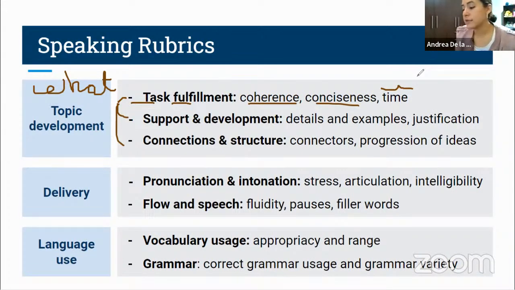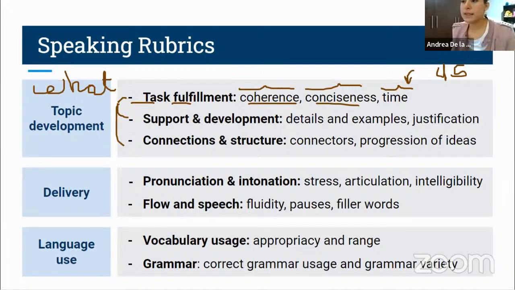So let's say they ask you about music. A response that's coherent is going to be one that doesn't change topic, right? If you start talking about food when they ask you about music, that's obviously not coherent. It's not logical. It needs to be concise, which means that you cannot be redundant. You cannot repeat your ideas too much. And you need to organize your time properly. So let's say that you have 45 seconds to answer the first question. You're not going to spend 20 seconds in your introduction, right? That's too much.